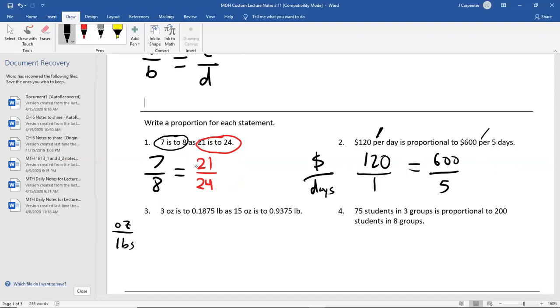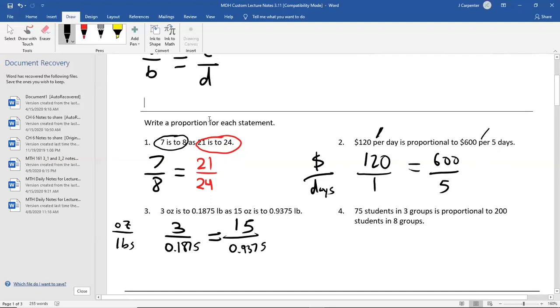All right, so the first fraction, 3 is to 0.1875, so 3 ounces over 0.1875 pounds. Then our equals. So is to blah, blah, blah as, so that's the equals, 15, and that's an ounce, so top, 0.9375 pounds in the bottom. Number 4 would be 75 over 3 equals 200 over 8, just FYI. But let's move on. So that's how we can set up a proportion.